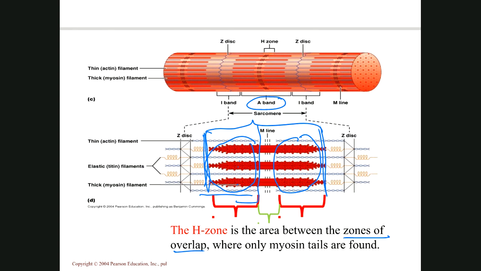Okay? In the middle of the zone of overlap, there is an area where all we see is thick filament. There is no thin filament in that middle area. This is what we call the H zone. And the line of proteins in the middle is the M protein.